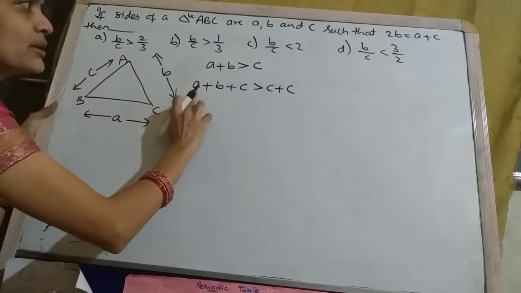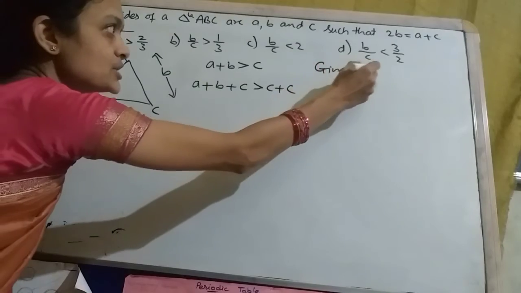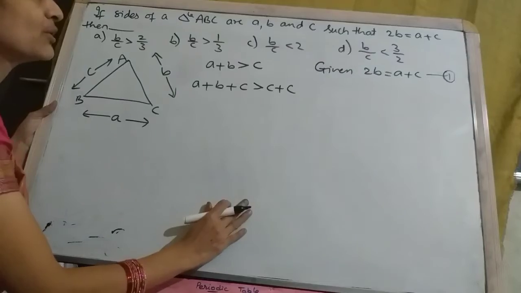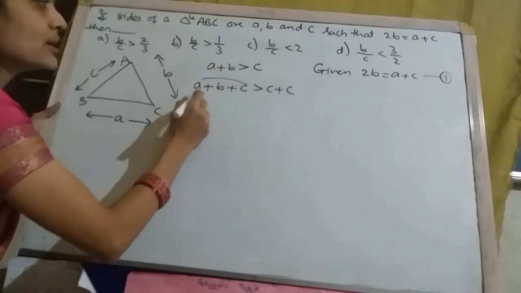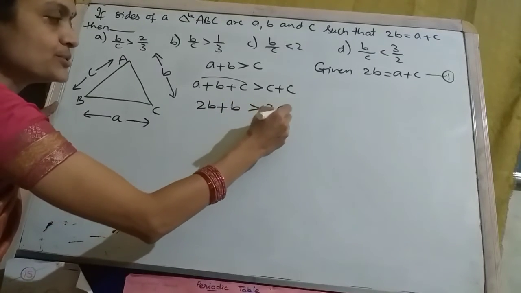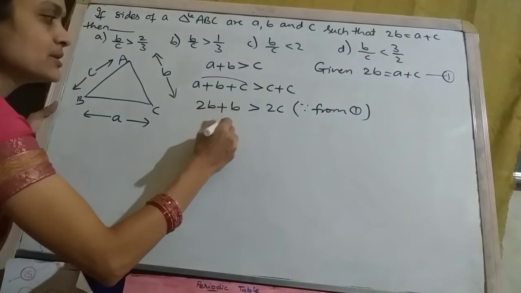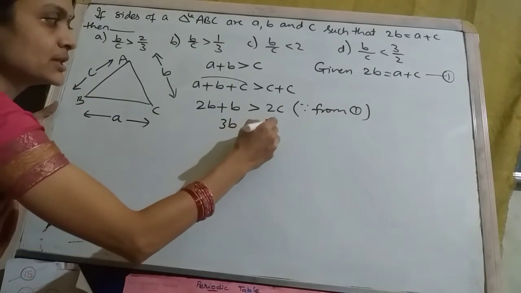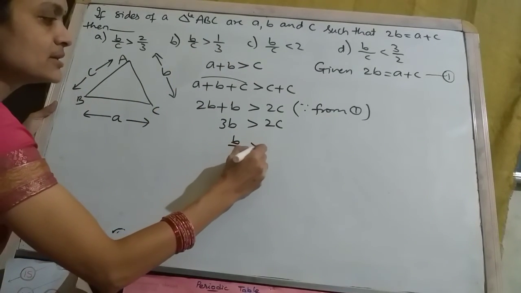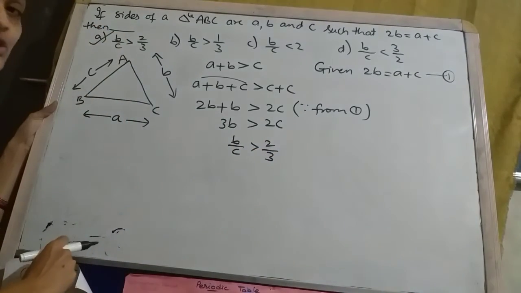So here one condition is already given. What is the condition? The given condition is 2b equal to a plus c. You take that as 1. Instead of a plus c you write 2b, and again b is there, that is greater than 2c. So from 1, 2b plus b, that is 3b, is greater than 2c. So here the option b by c is related, no? So that's why b by c is greater than 2 by 3. So you see the first option is correct.